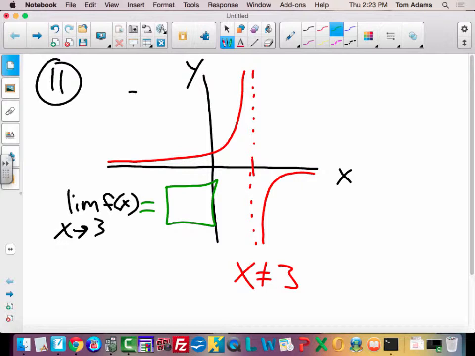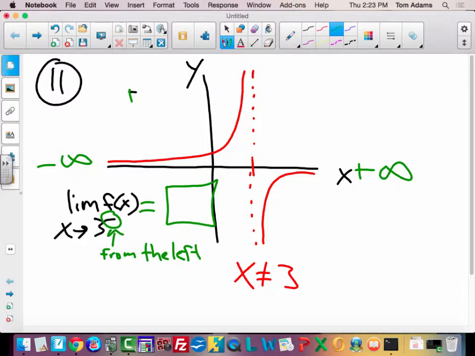So what I'm really saying, oops, I forgot my little negative sign here. Just put that right there. When I do that, I'm saying as we go across the x-axis towards the number 3, this little sign here means from negative infinity on the x-axis. So this is negative infinity and this is positive infinity. In other words, when you see that little negative sign, you could think to yourself, from the left.